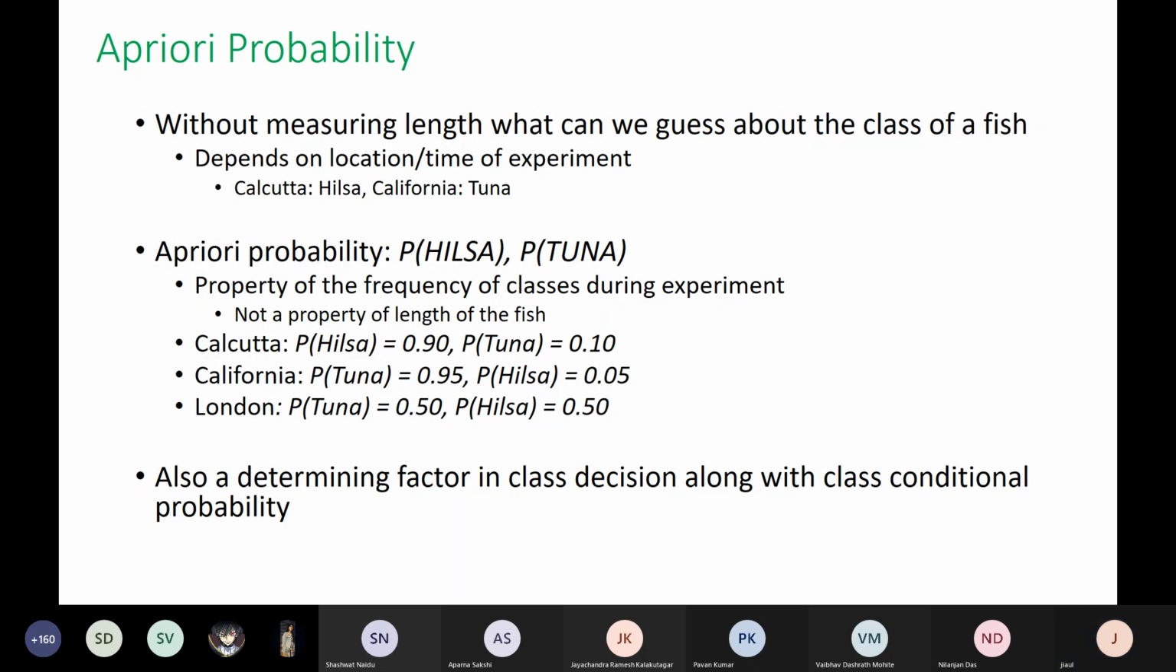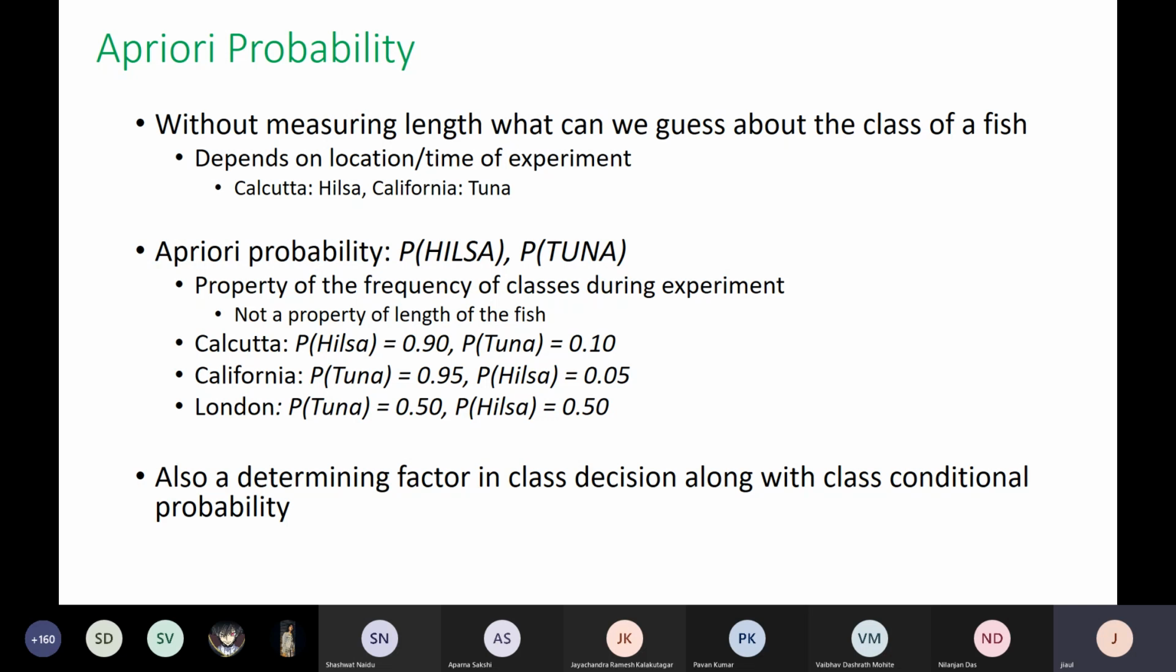For example, if a particular fish is from Calcutta, then the prevalence of it being Hilscher is much higher than tuna. If it is coming from California, the prevalence of this particular fish being tuna is going to be much higher than Hilscher.